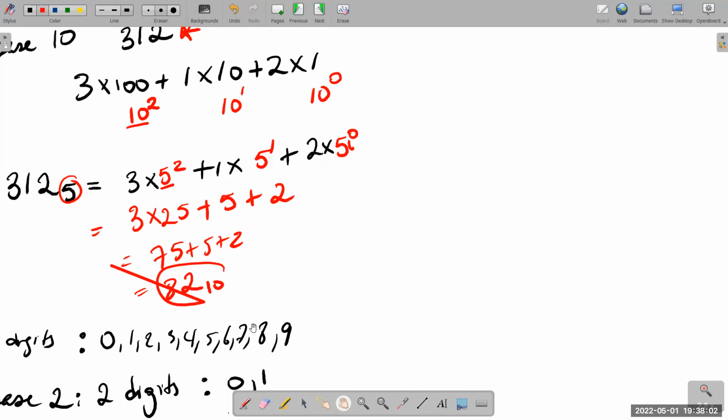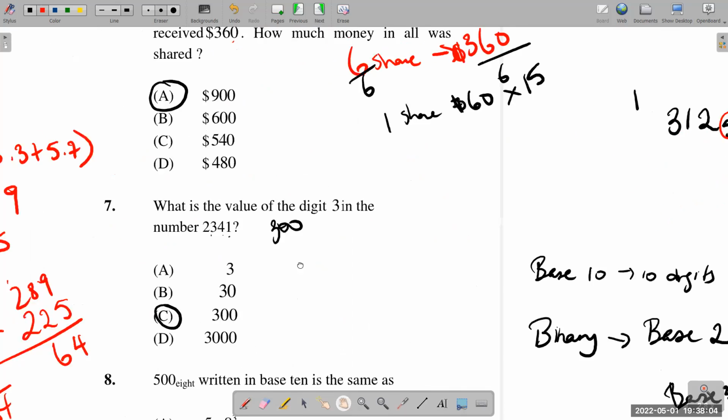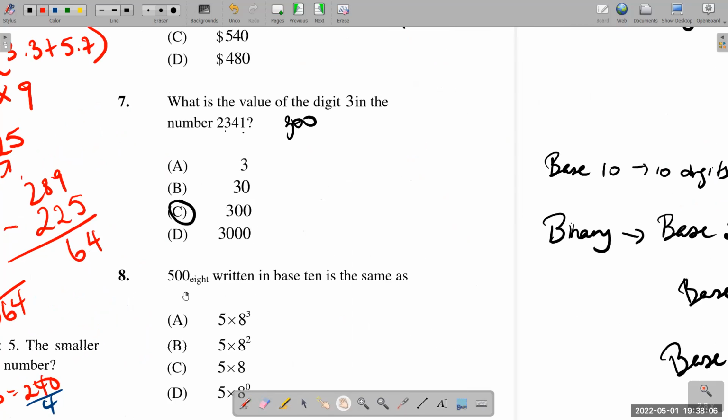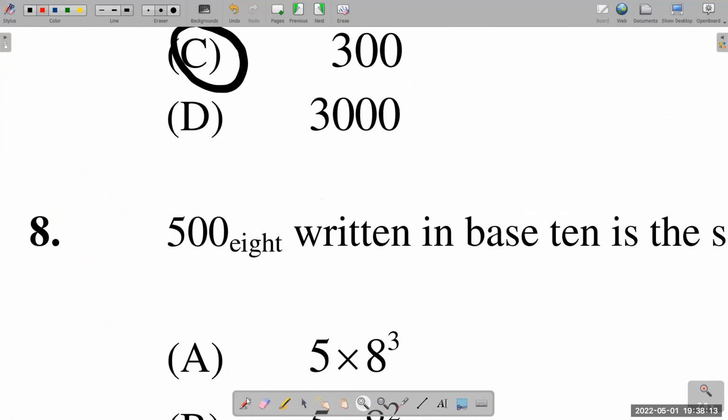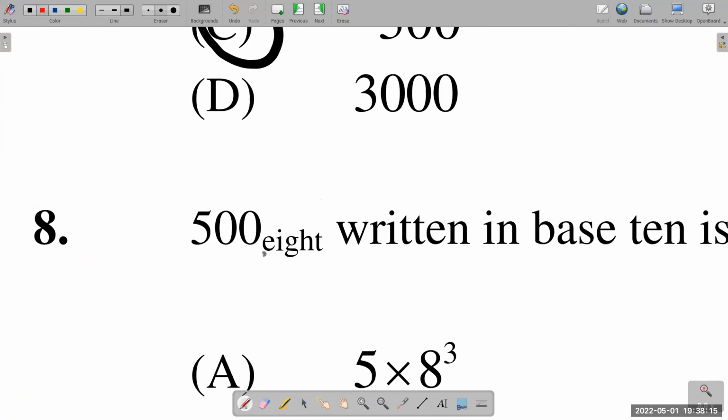So to be honest, anytime they give you a number in another base and you want to change it to base 10, you expand the number. So let's look at this. What would this be equal to? Base 8, right? So there's going to be 8 to the power of 0, times 8 to the power of 1, and times 8 to the power of 2.